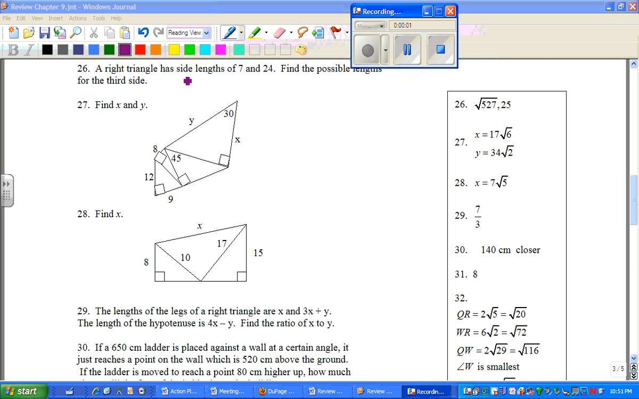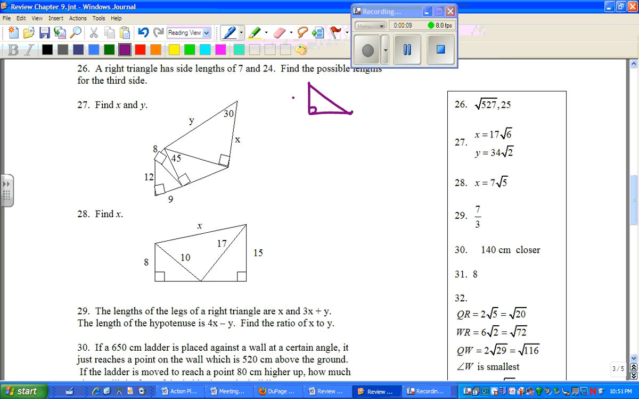Alright, let's look at number 26. This is part 3, by the way. Number 26, you can look at the right triangle and you can say, oh, if I have 7, 24, that means this is 25, and that's a special right triangle. But it doesn't say that the 24 is a side, so maybe that was the hypotenuse and this is a side. So then we could do x squared plus 7 squared is equal to 24 squared. And we can solve it that way.